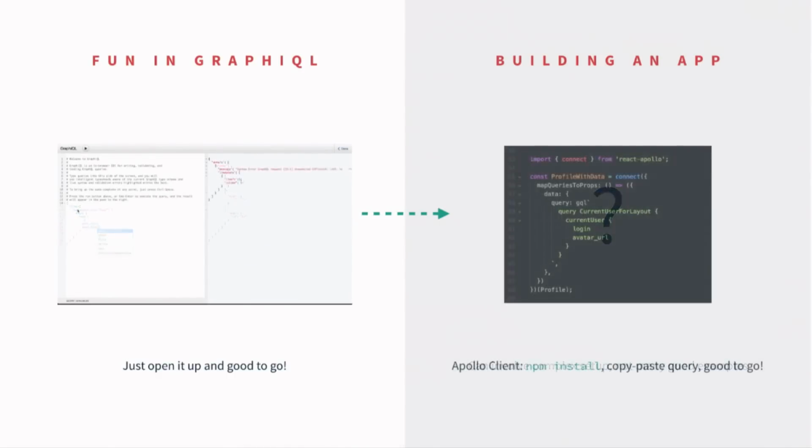So that's why we decided to build Apollo Client. With Apollo Client, you npm install Apollo Client, you copy and paste the query from Graphical into your JavaScript code, and you're done. You have the data in your UI. You've built an app on top of your GraphQL endpoint. And if you don't need any super special features, if all you want to do is display that data, then you're basically done.